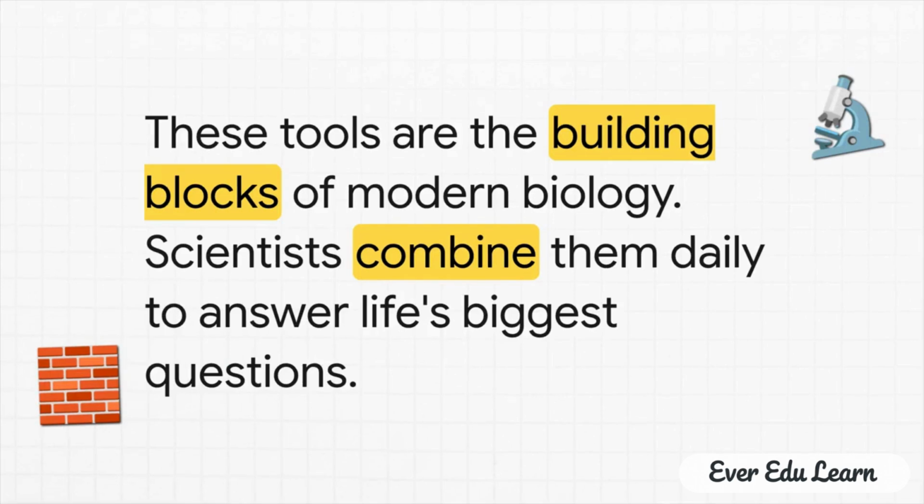And this is where it all comes together. Imagine a scientist trying to understand a specific cancer. They'll start by culturing millions of cancer cells. Then they'll use a centrifuge to isolate just the proteins. Next, they could use electrophoresis to separate those proteins by size. And finally, they might use a fluorescence microscope to see exactly where one of those proteins is located inside the cell. It's by combining these tools that scientists can piece together these incredibly complex puzzles.